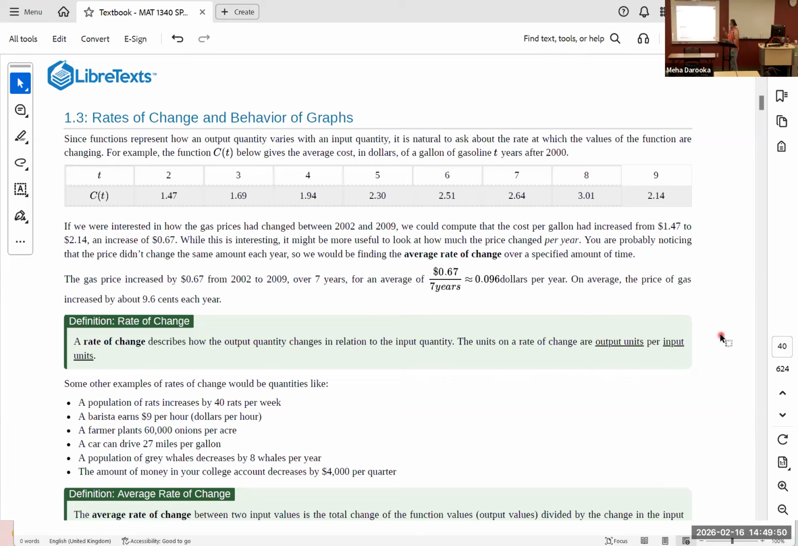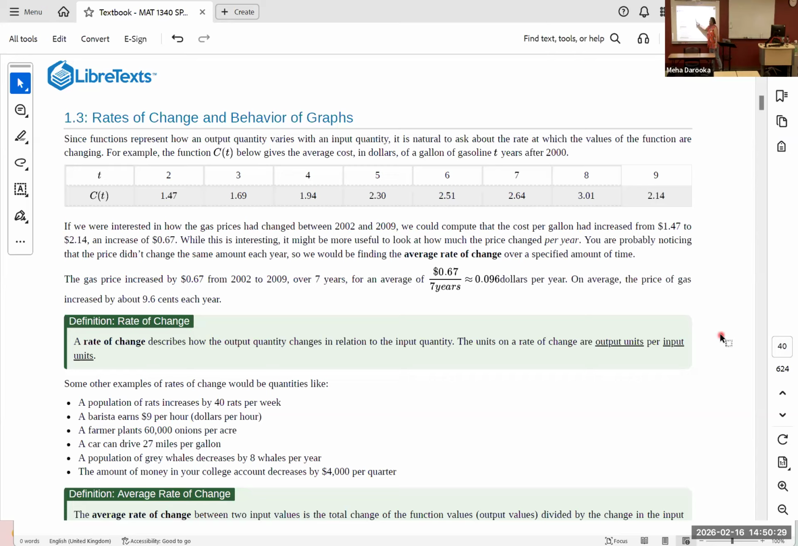So you can see in year 2002, the cost of gasoline was $1.47, but by the time we came to year 2009, the cost was $2.14. But look at these ones around 2006, 2007. You can see the gasoline prices, even from 2004 to 2005, the gas price went up to $2.30, then 2.51 to 2.64. In 2008, it went up to $3.01, but then it dropped in 2009.